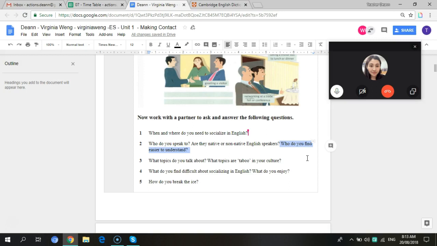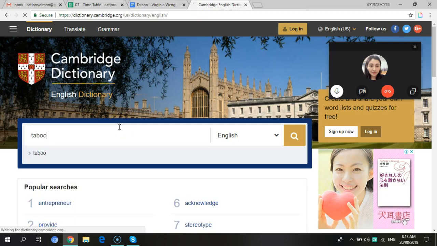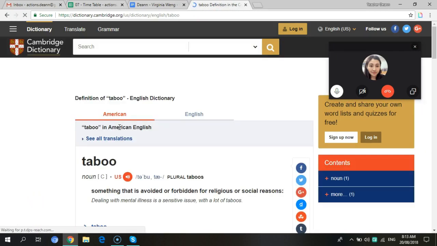Yes. Okay, so thank you very much for sharing about that, Virginia. Now this time let us have number 3. What topics do you talk about? What topics are taboo in your culture? So when we say taboo, that means it is not allowed or it's like bad.